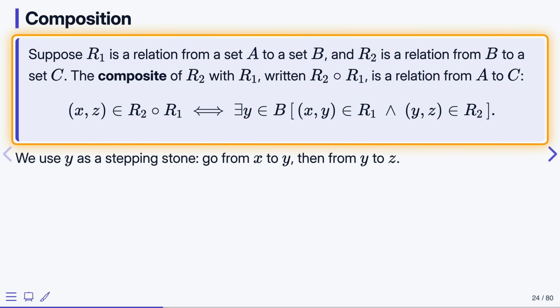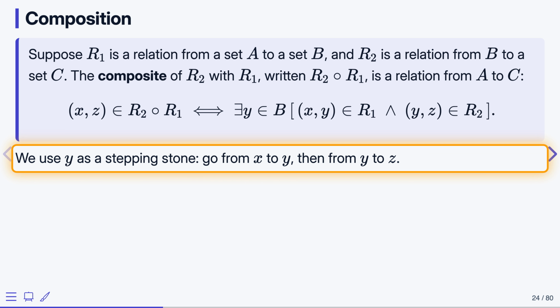Now we learn composition. It joins two relations through a shared middle set. The relation R1 goes from set A to set B. The relation R2 goes from set B to set C. The composite of R2 with R1 is written R2 ∘ R1. It goes all the way from set A to set C. Now the rule, and it works both ways. The pair (x, z) is in the composite exactly when there is some y in B with the pair (x, y) in R1 and the pair (y, z) in R2. Nothing else is in the composite.